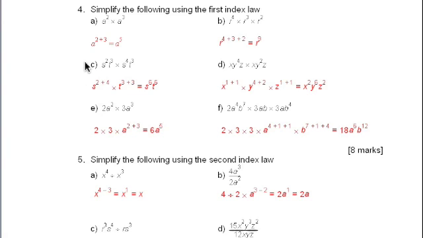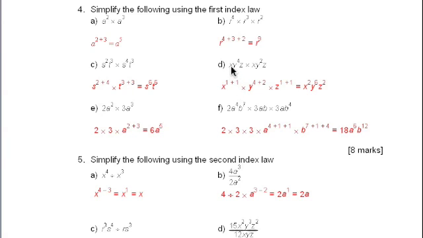Okay, now in the case of 4C, we have S and T. We have the base S and the base T, and for base S, the indices are 2 and 4, so we can add them because we're multiplying. And then T, 3 plus 3, we add them because we're multiplying. So we end up with S to the power of 6, T to the power of 6.